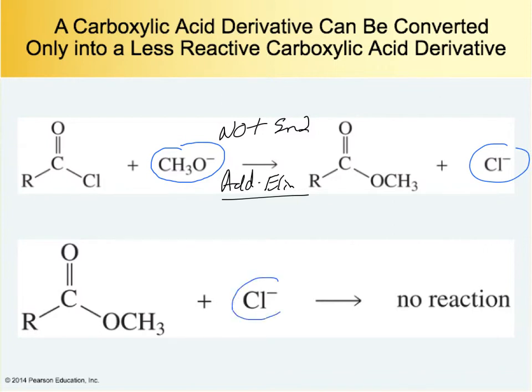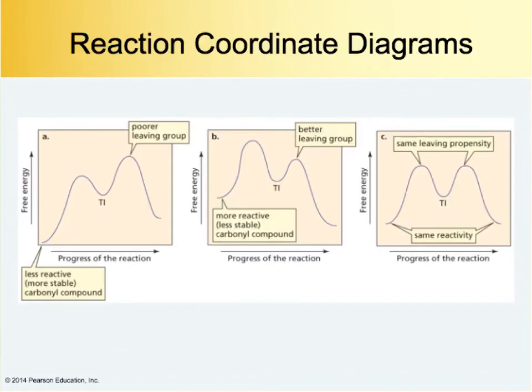Whereas here, Cl minus is pretty happy. And this is not that great of a leaving group, so there's going to be no reaction in this case. But again, not SN2, addition-elimination. We need to have a better leaving group, or more stable products than reactants, or a better leaving group is also a way to say it.